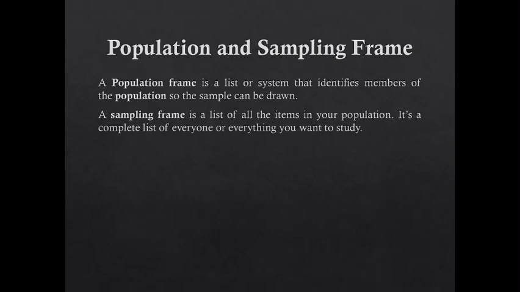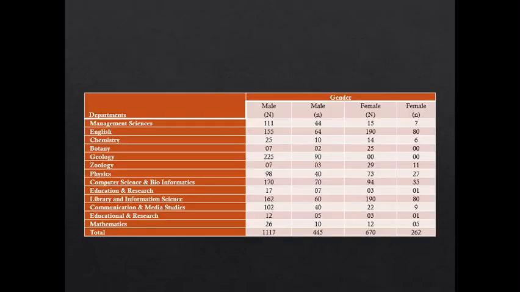And similarly, the sampling frame also gives a graphical or tabular form, and it presents the list of the items that you have drawn from the total population. So the population and sample frames are very important. We cannot draw a good sample if we don't have a good population frame. This is an example of a population and sample frame.